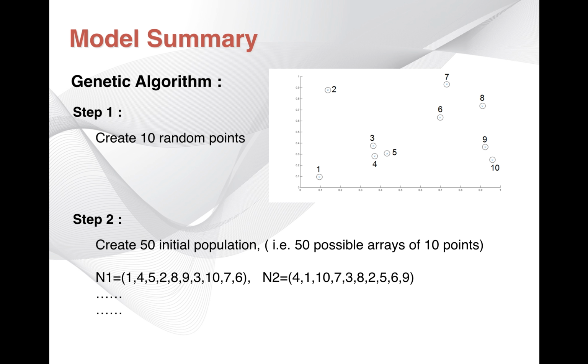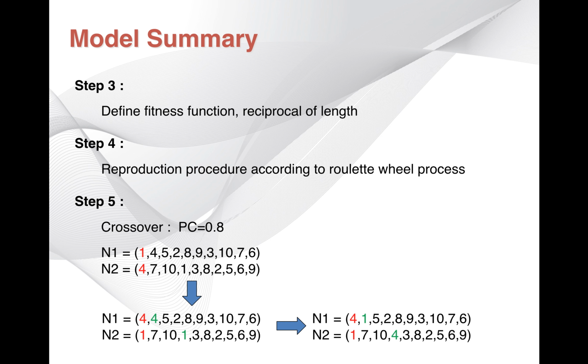Of course, the coordinates of these points are given. Step 2, create an initial population of 50. Step 3, define the fitness function, and I define it as the reciprocal of length. Step 4, the reproduction procedure. Step 5, crossover, and I set the probability of crossover at 0.8.